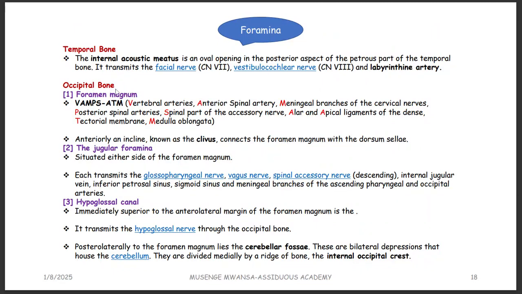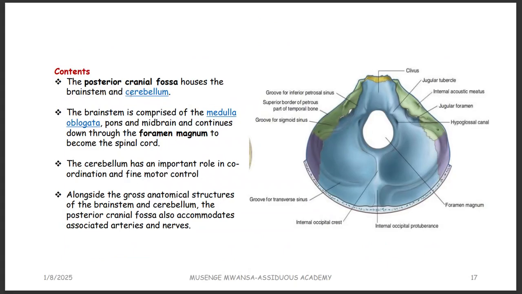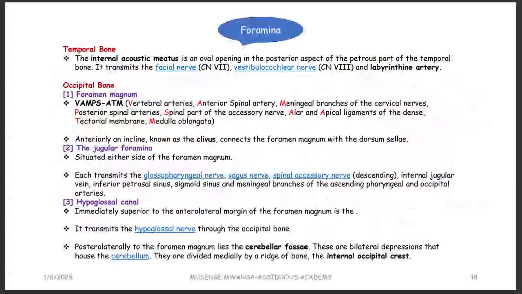And then the openings in the occipital bone, the first one you have is the foramen magnum, the biggest opening of the head. It has got a lot of contents. You can use VAMPS ATM, like vampire. The V is the vertebral arteries, which are running on the sides of the vertebral bones. And then the A is the anterior spinal artery. You also know how it is formed. It's actually formed from the vertebral arteries, and they need to connect to form one artery.